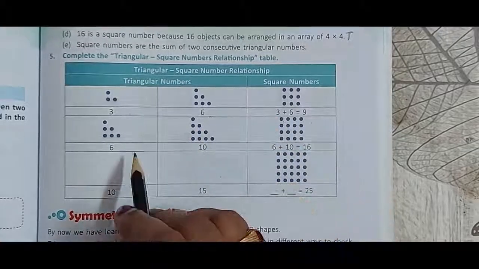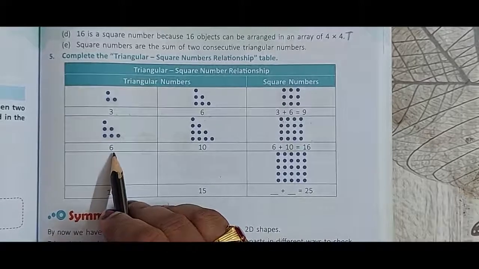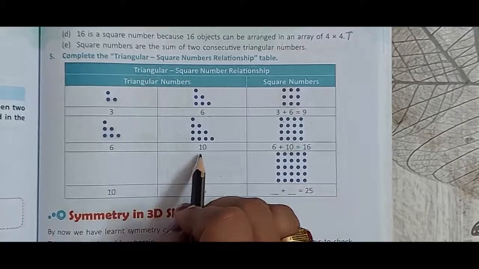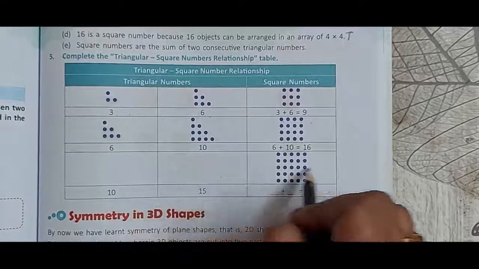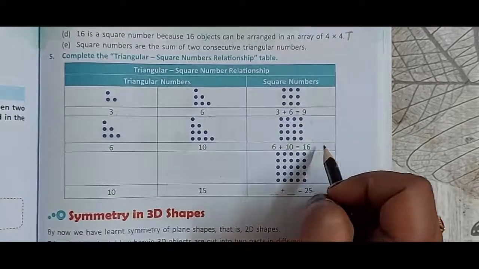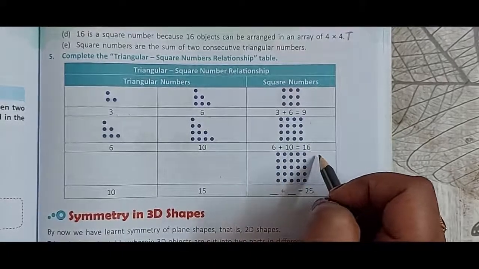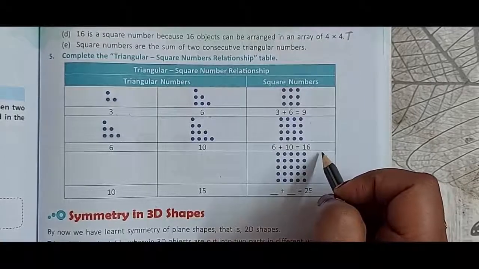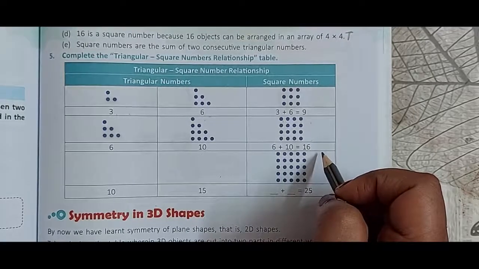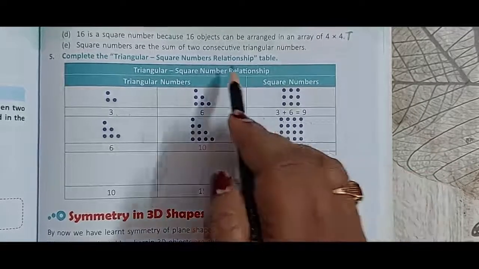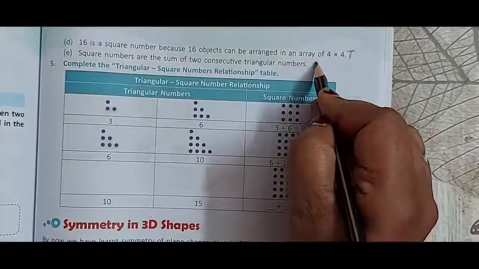Similarly here, this is the third triangular number and this is the fourth triangular number. This is going to give you the fourth square number. So square numbers are the sum of two consecutive triangular numbers. That is true.